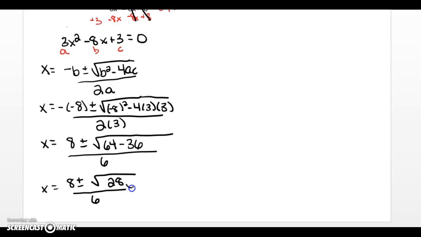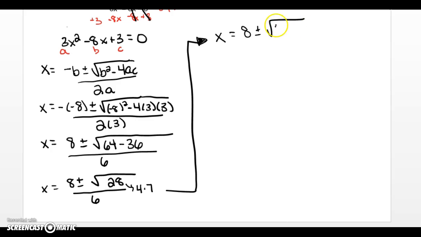So if you want to break down 28, an example of a perfect square times another number would be 4 times 7, because 4 is a perfect square. So I'm just going to rewrite that multiplication. So we have x is equal to 8 plus or minus the square root of 4 times 7, all divided by 6. Because then what we can do is apply the square root to that 4 in order to bring that number out.